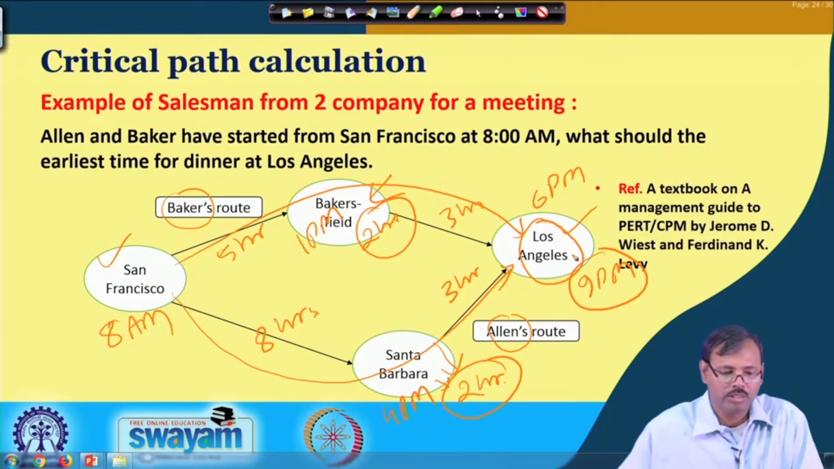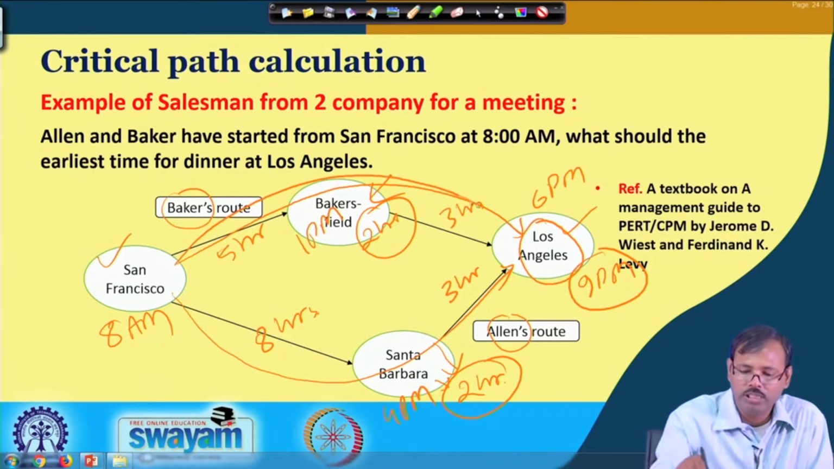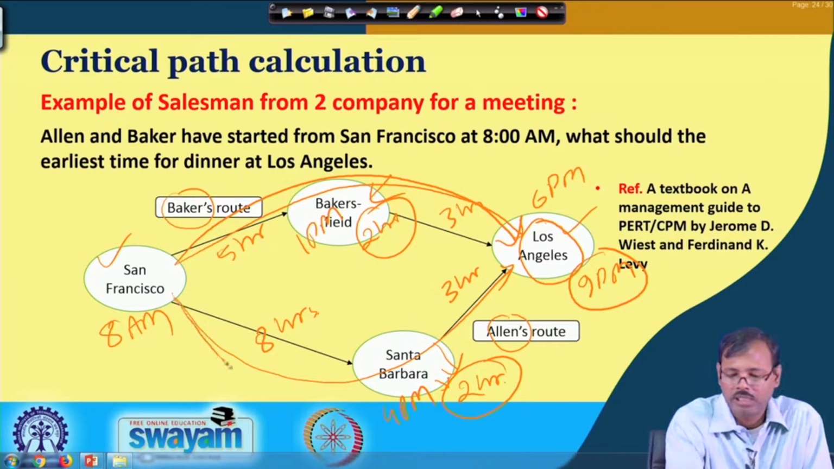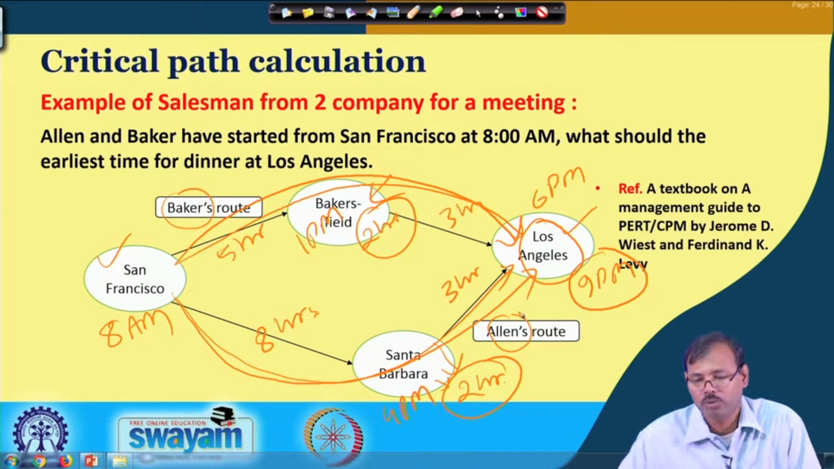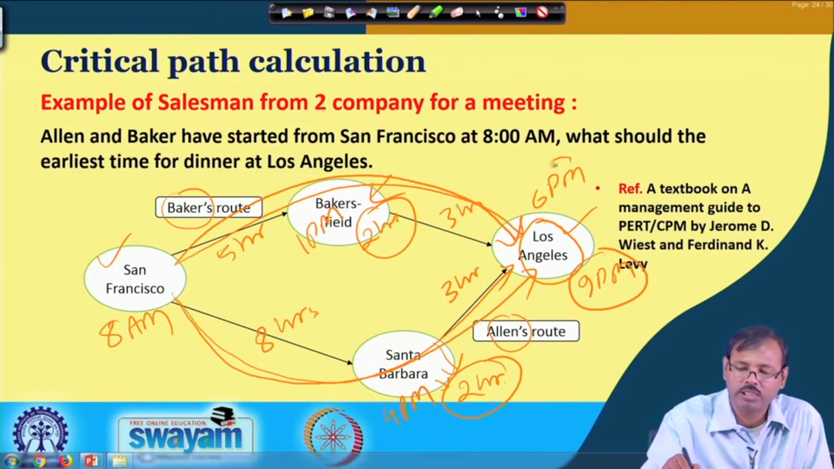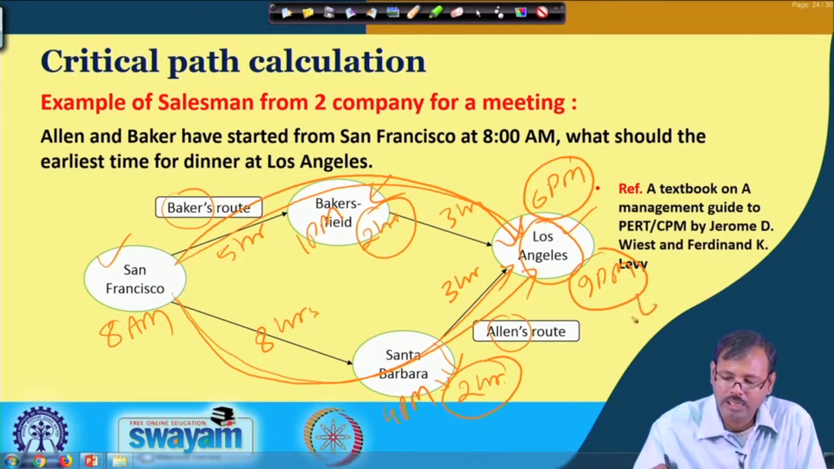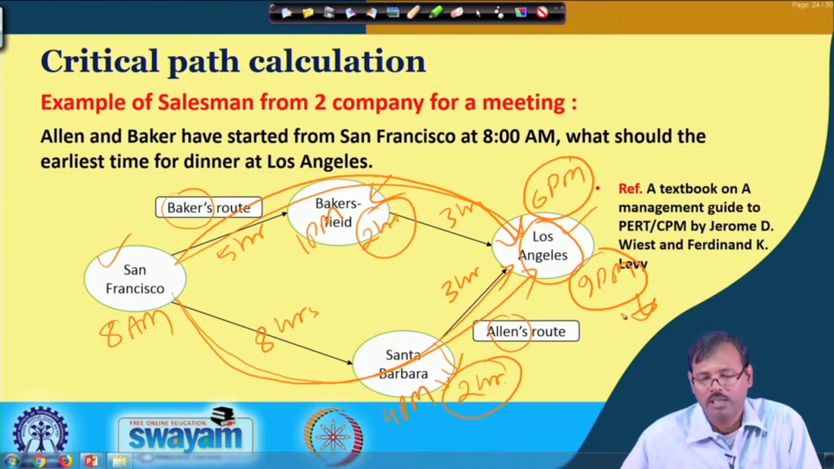The first path, which Becker has taken, will lead Becker to Los Angeles at 6 p.m. The second path, which Allen has taken, will allow Allen to reach Los Angeles at 9 p.m. and they have a meeting there. That means, though Becker reaches at 6 p.m. in Los Angeles, Becker cannot attend the meeting. So, the meeting cannot be fixed at 6 p.m., but the meeting can be fixed at 9 p.m. only when Allen will reach there.